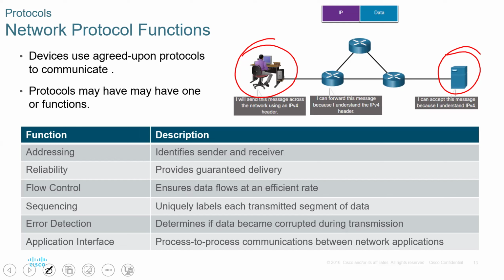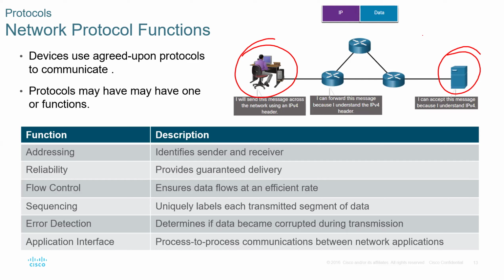How about the intermediary devices, the routers? They are saying that I can forward this message because I understand the IP version 4 header as well. So you see, there is now an understanding amongst all of them. Okay, so the addressing function identifies sender and receiver. So you cannot send a message if you don't know who you are sending it to. That is one of the rules. Reliability provides a guarantee of the delivery. There is a particular protocol that talks about the reliability of the message. Then you have flow control that ensures that data flows at an efficient rate.